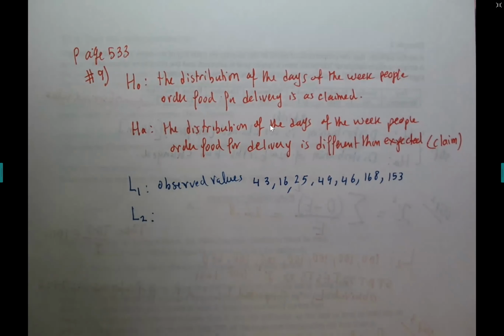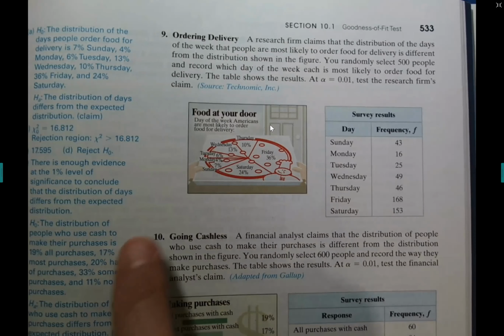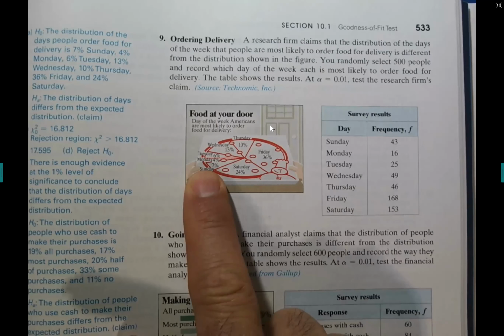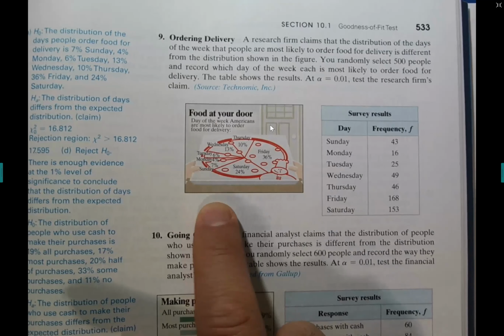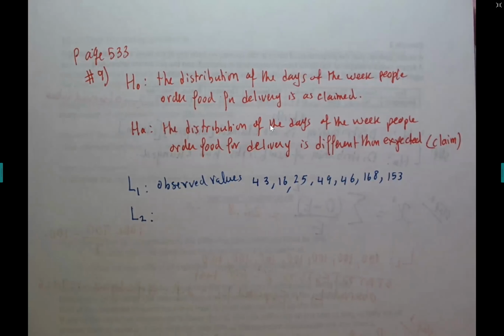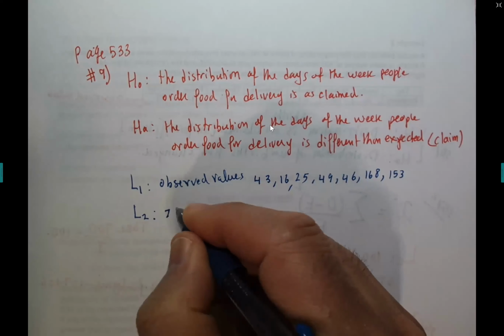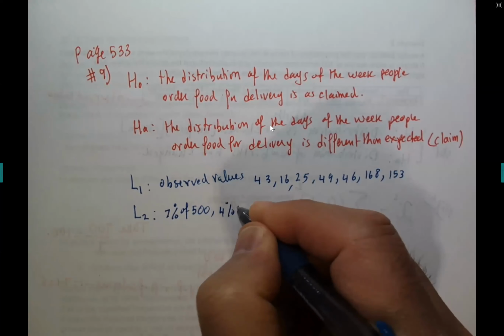Now for L2, look what we're going to do, guys. Okay, we start with Sunday. What's the percent for Sunday right here? It's 7%. You have to do 7% of the total, which is 500. Then for Monday, it's 4%. We're going to do 4% of 500 and so on and so forth. So that's going to be 7% of 500. Let me write it down. 4% of 500.